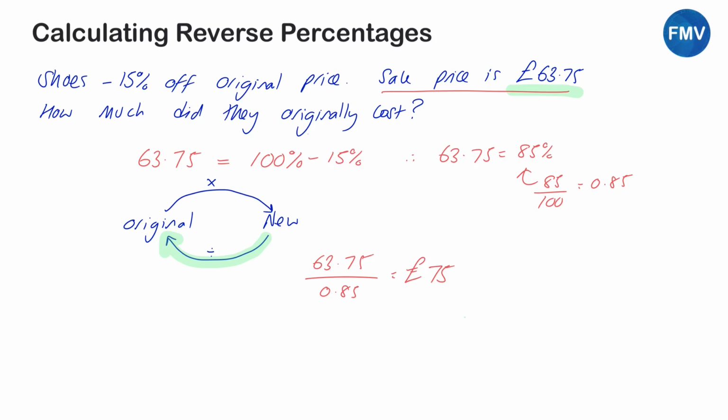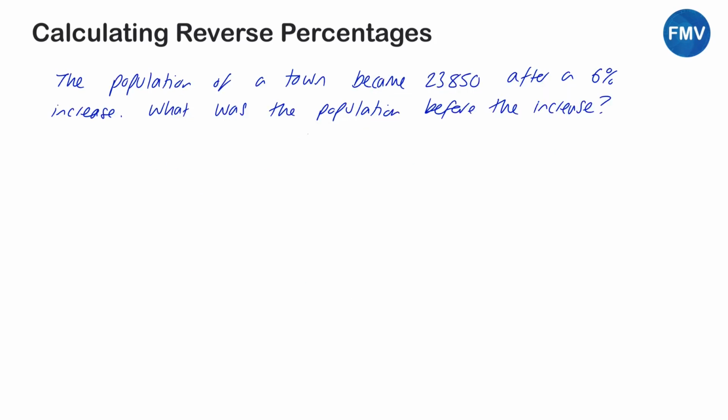Okay, let's look at this through another question. So in this question here, the population of a town became 23,800 after a 6% increase. So that there is not 100%. So we have to look at what it is. The question was, what was the population before the increase?